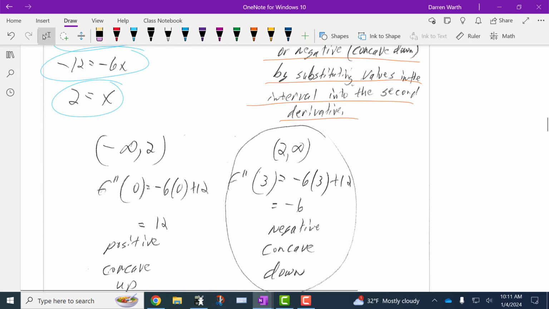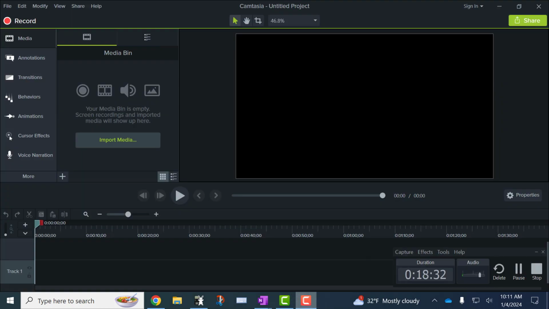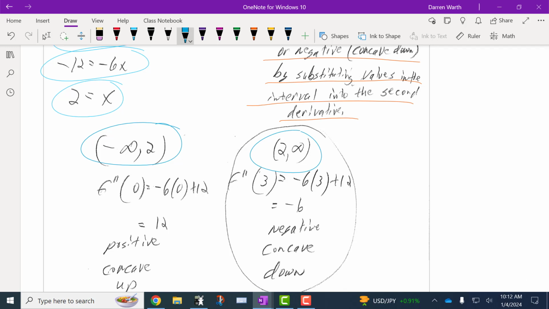Once you have that number, go ahead and set up your intervals. Your two intervals are negative infinity to 2, and 2 to infinity. Now that you've got your two intervals, choose a number in each interval. I notice that 0 is between negative infinity and 2, and I notice that 3 is between 2 and infinity. I'm going to put them into the second derivative because that determines concavity.